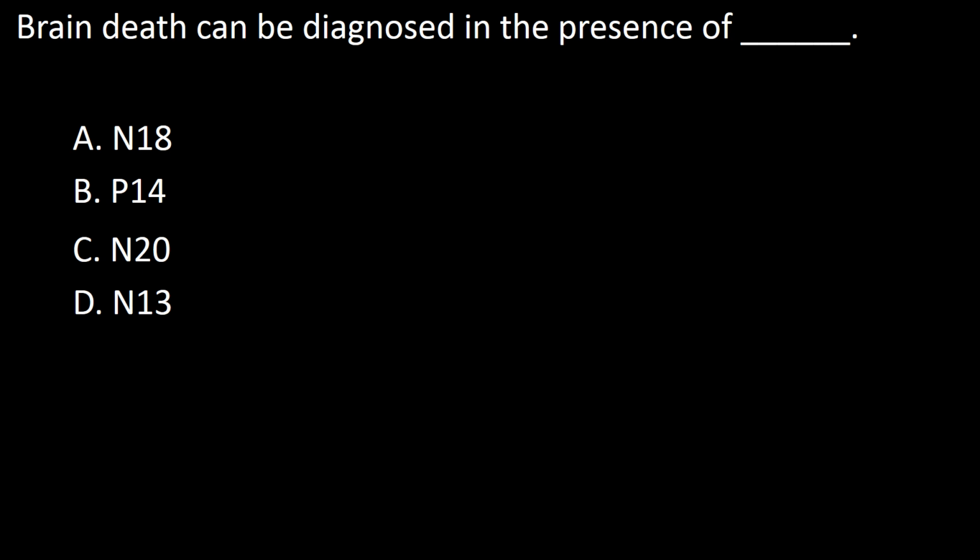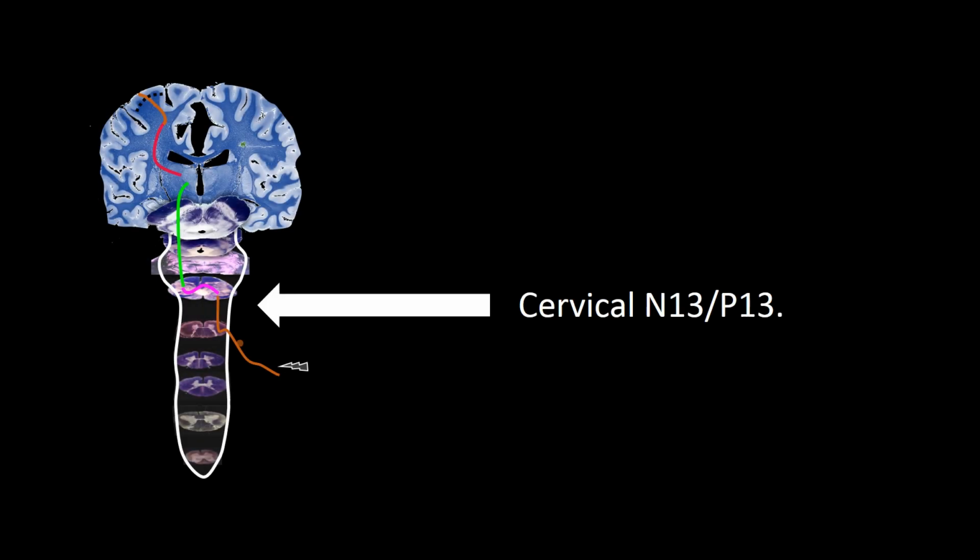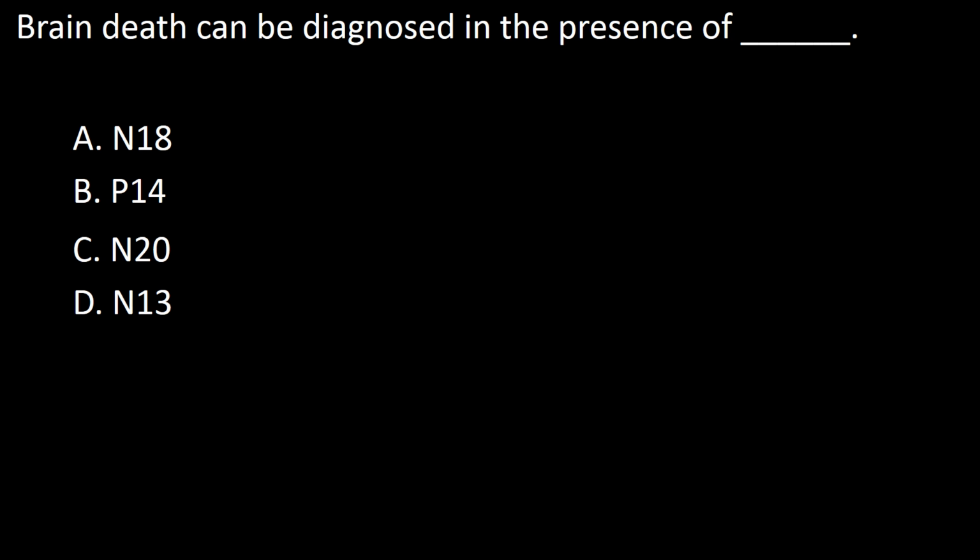Next question. Brain death can be diagnosed in the presence of A, N18, B, P14, C, N20, D, N13. The cervical potential is called N13 and P13. As you know, the diagnosis of brain death can only be established in the absence of brainstem and cerebral function, and therefore any potential occurring in the brainstem or in the brain excludes the possibility of brain death. So the answer to this question is D.